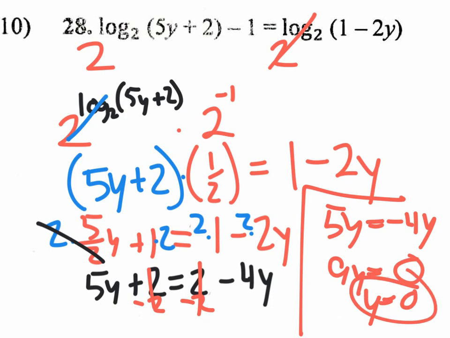Now, we need to double check and make sure that we don't end up with 0 or negative numbers inside the logarithms, given that the answer is 0. So if I take 0, put it in right here, 5 times 0 is 0. 0 plus 2 is 2. So that's positive. So far, so good. Plug in 0 here. That'd be 0. 1 take away 0 is 1. So it looks like it works out. So check your answers, of course, on the answer sheet I gave you.